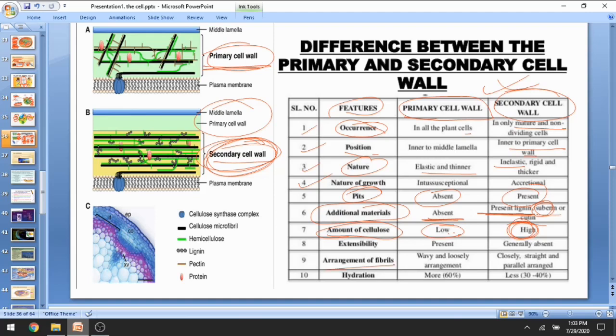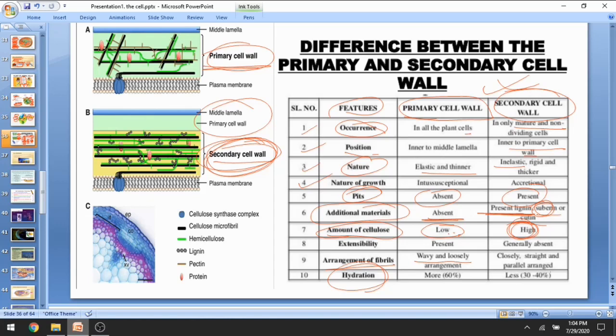Arrangement of fibers, in the primary cell wall, they are wavy and loose in arrangement. But if we talk about the secondary cell wall, they are closely, straight and parallel in arrangement. Hydration. Hydration means the amount of water present. Water is more than 60% in the primary cell wall. But the secondary cell wall is dry. If we talk about the branch of the plant, you can see they are brown, hard, covering the branches of the trees. They are hard, woody. Why are they woody? They are dry because of the high percentage of cellulose, and water is very less.